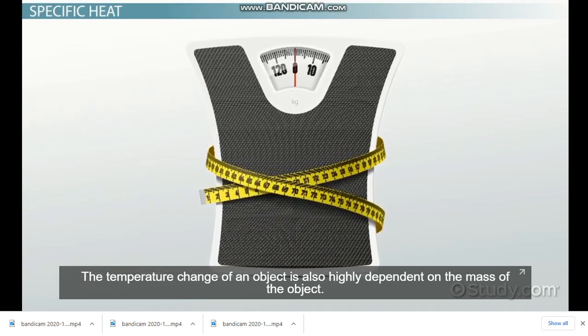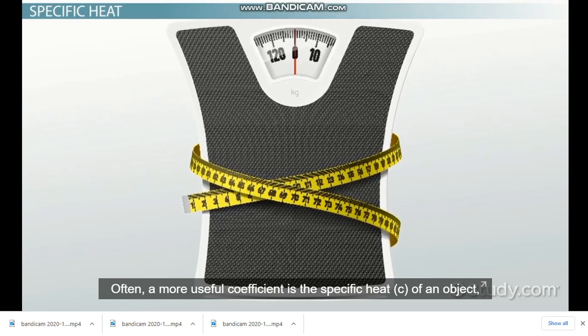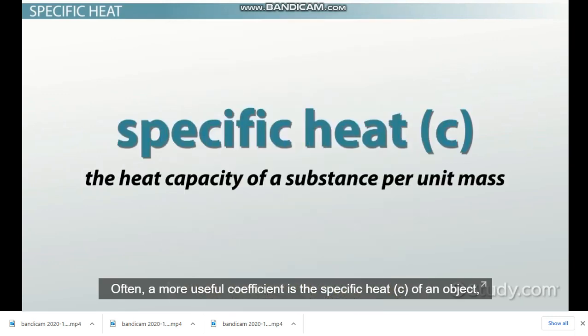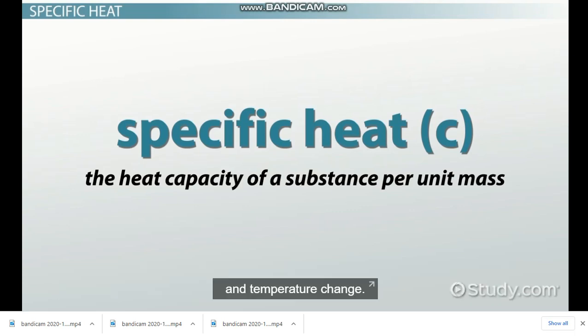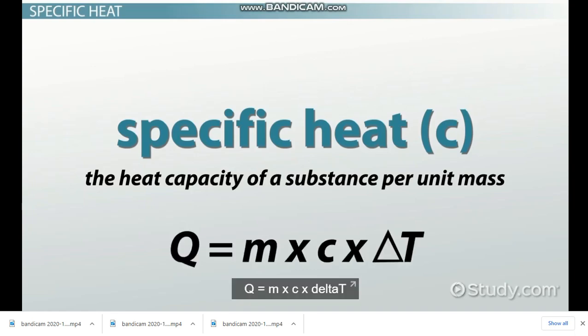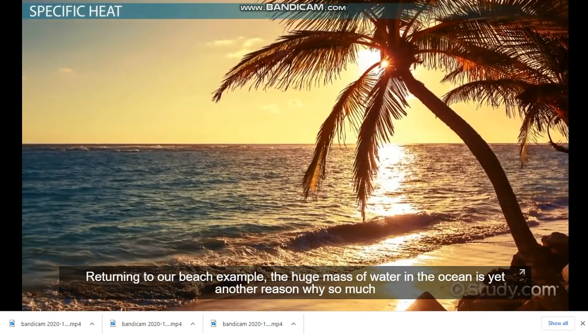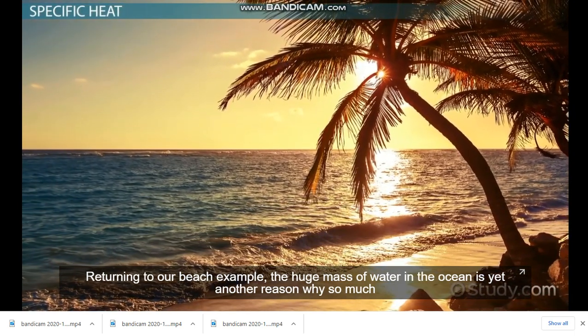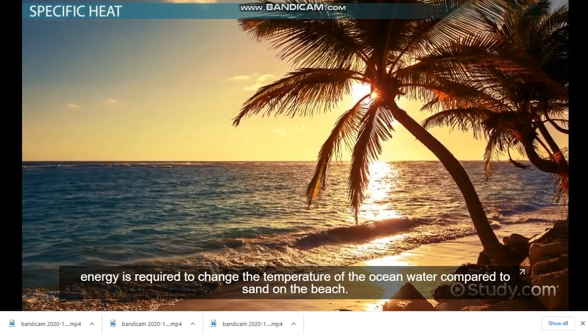The temperature change of an object is also highly dependent on the mass of the object. Often, a more useful coefficient is the specific heat, C, of an object, which is the heat capacity of a substance per unit mass. Experiments have shown that the heat transferred is directly proportional to the mass, specific heat, and temperature change. Q equals m times C times delta T. Returning to our beach example, the huge mass of water in the ocean is yet another reason why so much energy is required to change the temperature of the ocean water compared to sand on the beach.